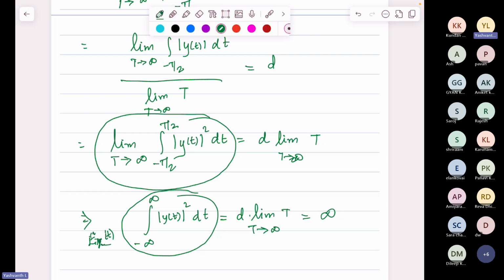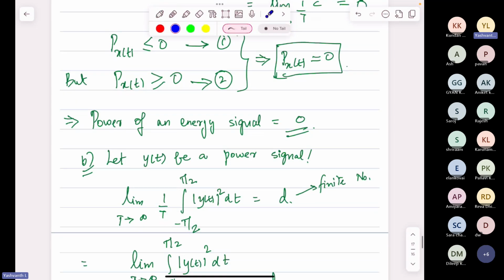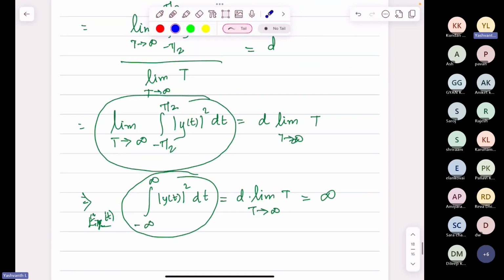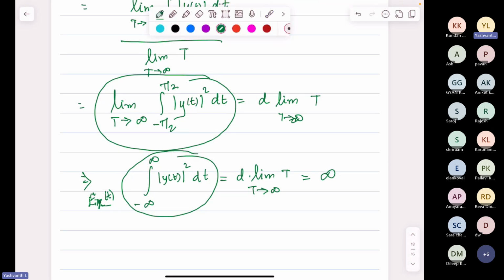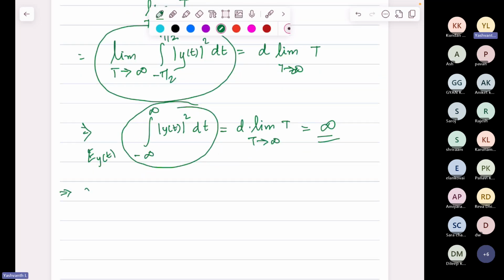What does it mean? It means that I started with the assumption that my y of t was a power signal, because that's where the power was finite. But when I computed the energy of y of t, that is Ey of t, it came out to be infinity. Okay, so what does it mean? This means that the energy of a power signal is equal to infinity.